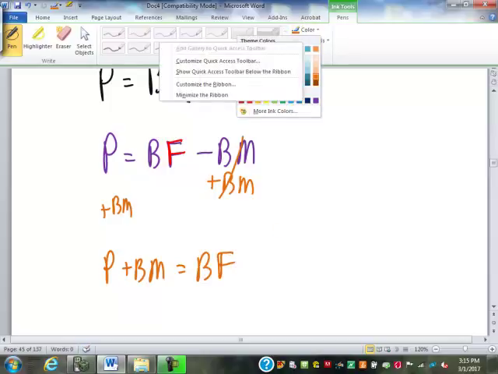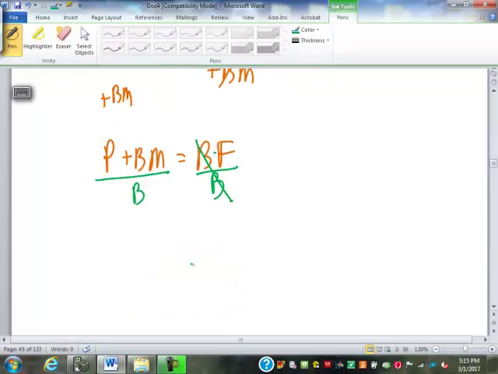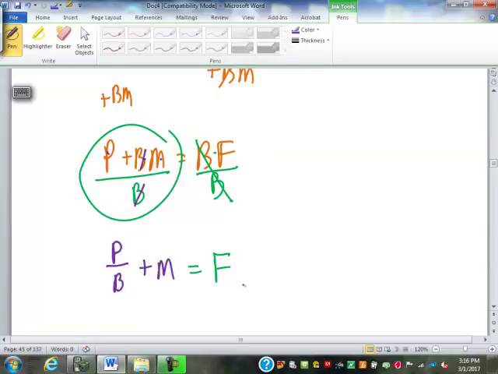And now the final step in solving for f, I have to get rid of the b. The b is multiplying it, so to get rid of it, I divide by b. Very good. So that divides out there. So all I have left on the right side is f. P plus bm, I could write that in one of two ways. I could leave it exactly like this as p plus bm over b, or I could divide it out. P divided by b is p over b. Bm divided by b is just m. So I could write it like that as well.